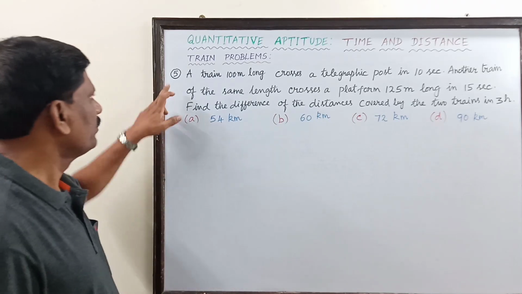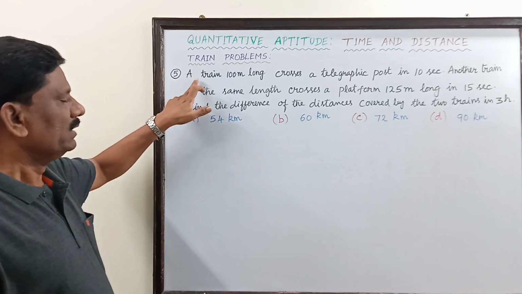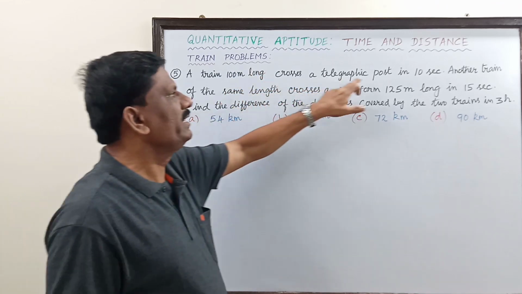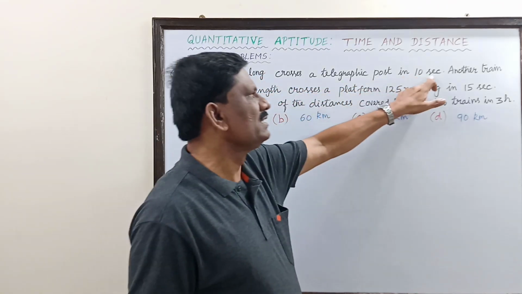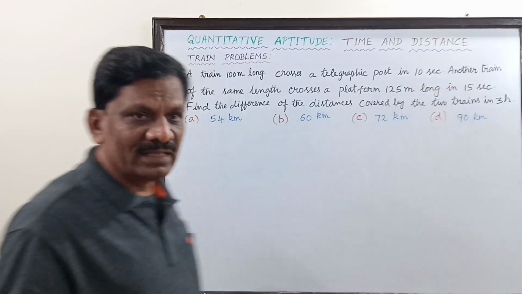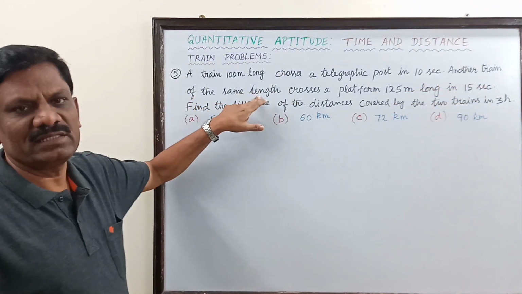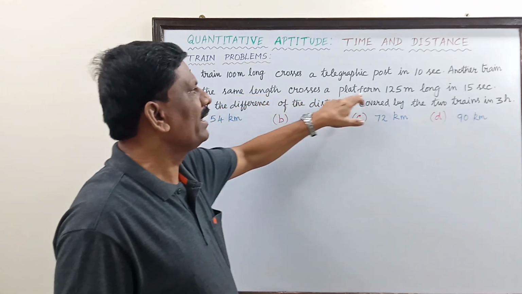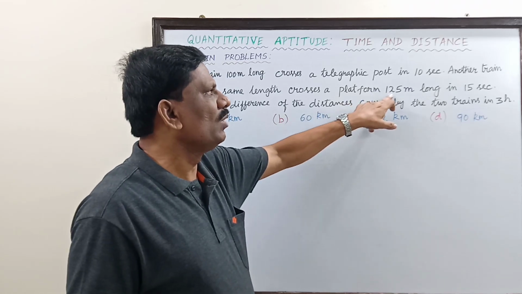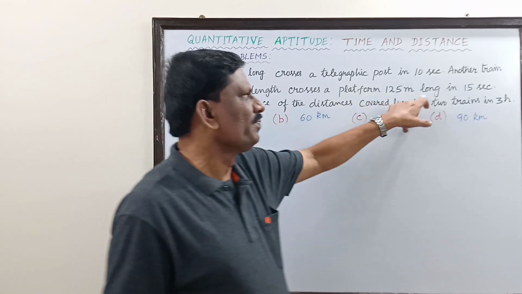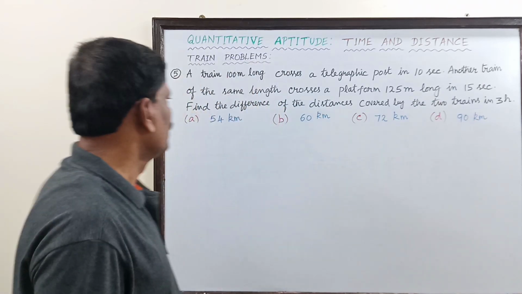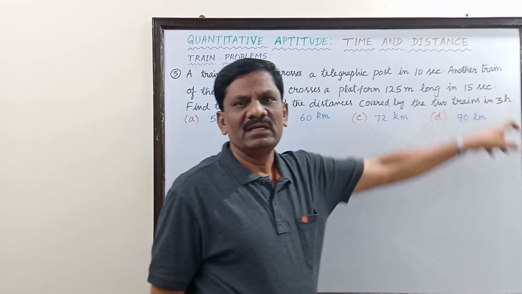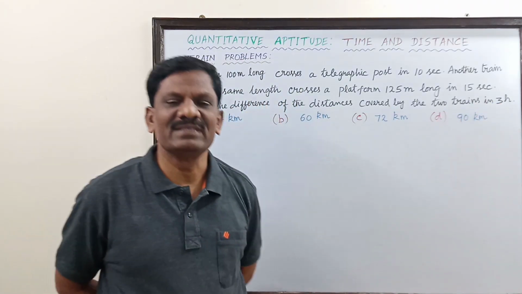Hi students, problem number 5. A train 100-meter long crosses a telegraphic post in 10 seconds. Another train of the same length, the second train is also having the same length. It crosses a platform of 125 meter long in 15 seconds. Find the difference of the distances covered by the two trains in a time equal to 3 hours.